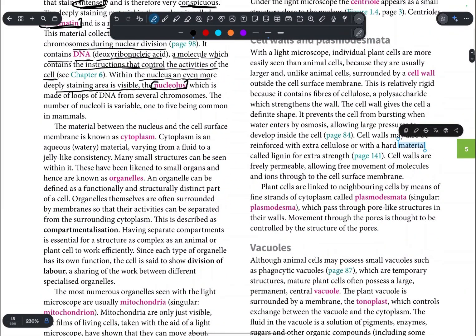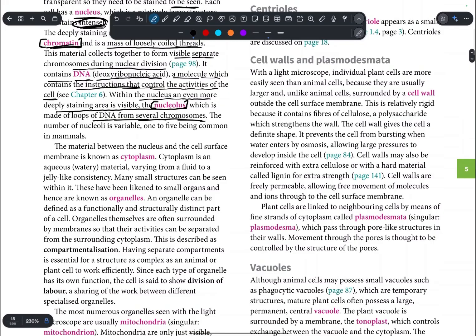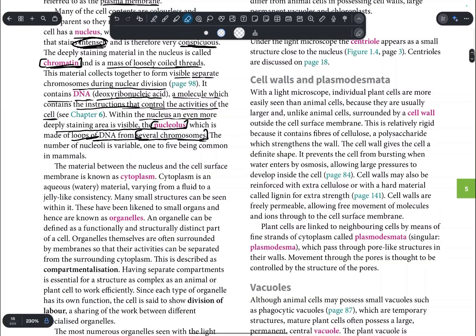A nucleolus is made of loops of DNA from several chromosomes. How is it made? It is made of loops of DNA, but from several chromosomes. Like several chromosomes, DNA is looping around in this region. And also, what happens in this region is the formation of ribosomal RNA.